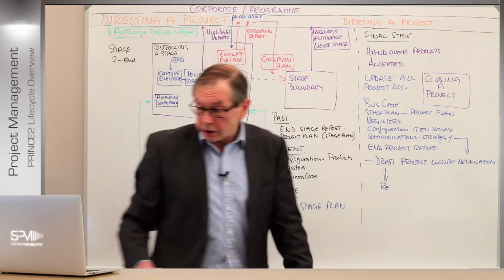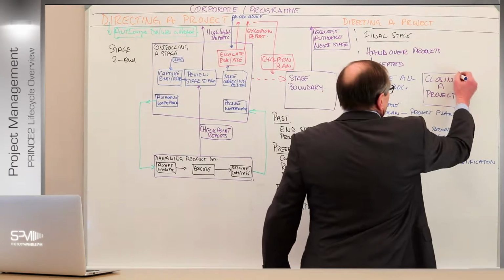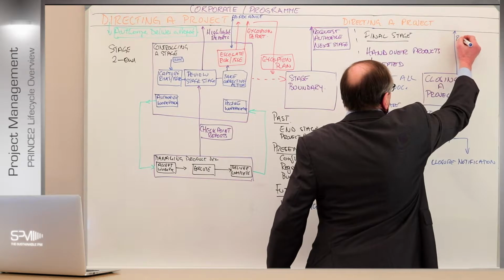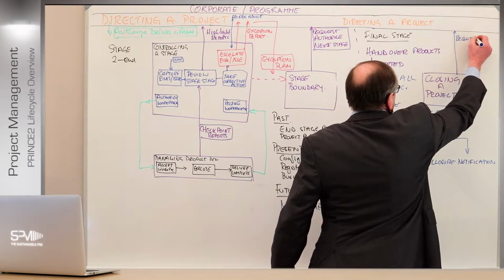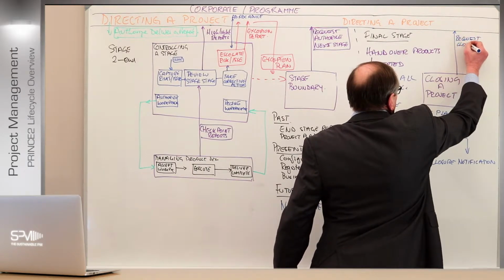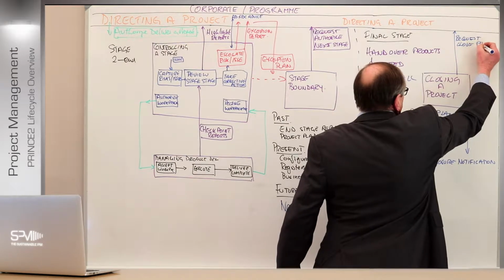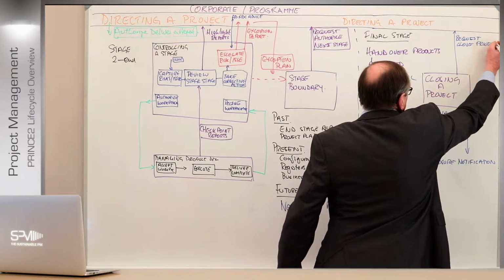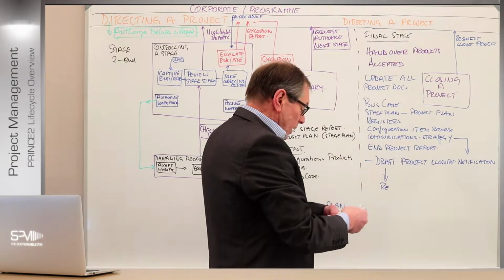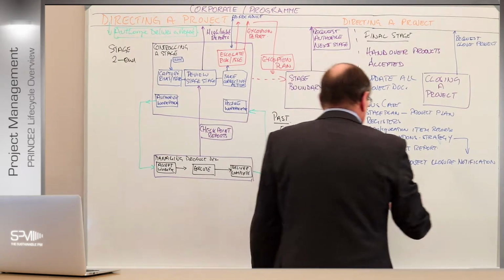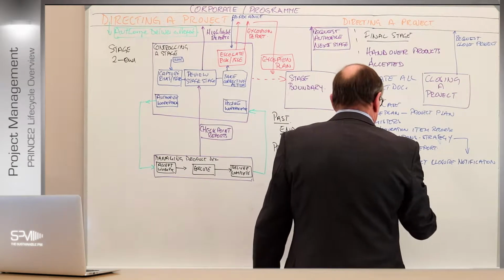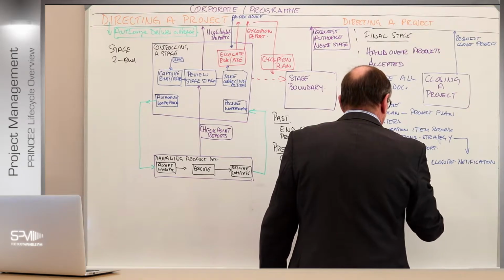We ought to do it at the top actually. Requests from here, request close the project. Close project. And there's one other thing they're going to be saying up here too. And this is the benefits review plan. So what they're going to also draft now is the benefits review plan.